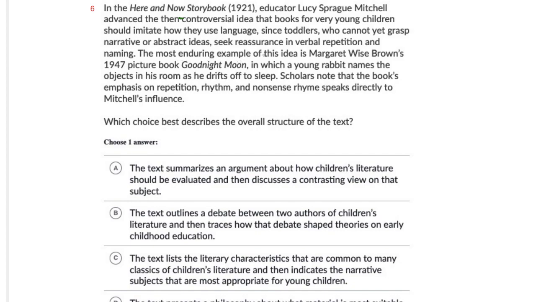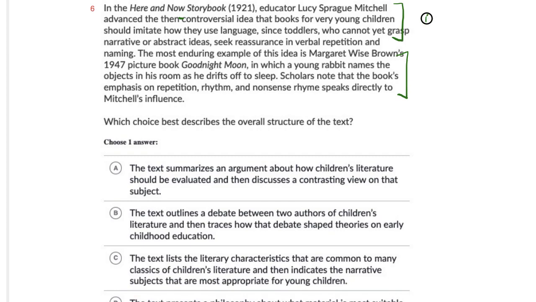So the most enduring example of this idea is Margaret Wise Brown's 1947 picture book, Goodnight Moon, in which a young rabbit names the objects in his room as he drifts off to sleep. Scholars note that the book's emphasis on repetition, rhythm, and nonsense rhyme speaks directly to Mitchell's influence. Okay, so we have an educator putting forth an idea that was initially considered controversial, but then we have a book that actually used those ideas.